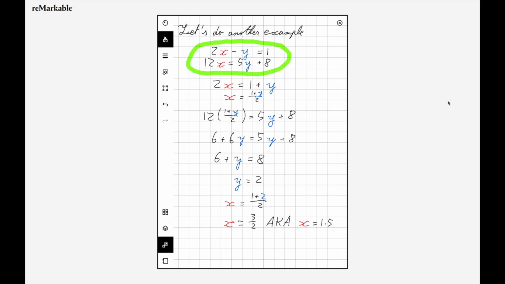So we grab this, we choose our first one. Again, I chose x just because last time we did y. So we got our expression of x in terms of y.